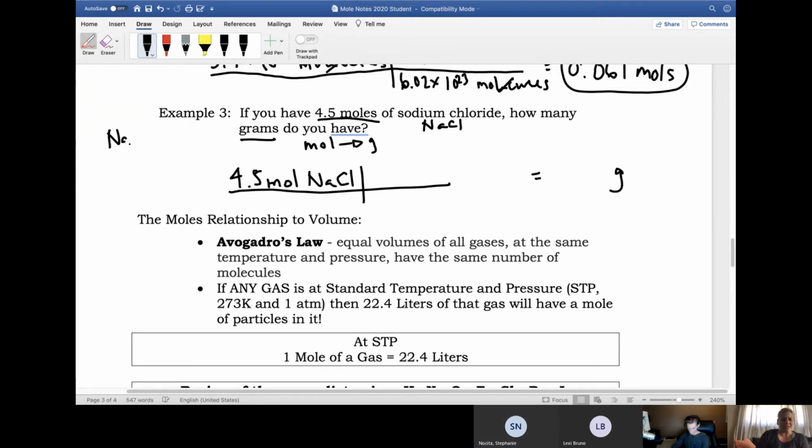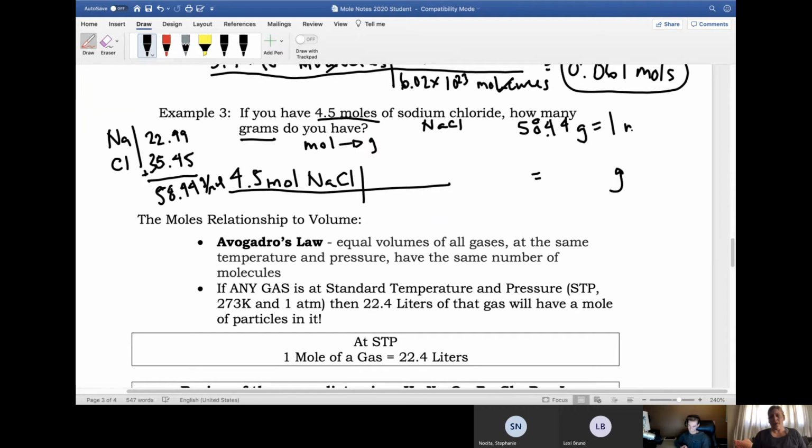This one is easy because I just have one of each. All you have to do is go to your periodic table and find the molar mass of sodium, which is 22.99 off the top of my head. And chlorine is 35.45. Look at me go. Then you just add them together because there's just one of each. So what's the molar mass of sodium chloride? 58.44. Now that's grams per mole, but realize that it can also be written as 58.44 grams per 1 mole. And that's the equality we're going to use here.